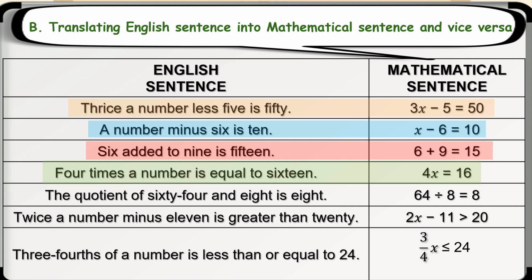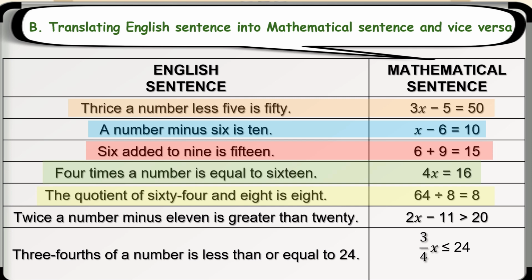Let's have the quotient of 64 and 8 is 8. The word quotient was used, and so the operation is division. Therefore, our mathematical sentence will be 64 divided by 8 is equal to 8.